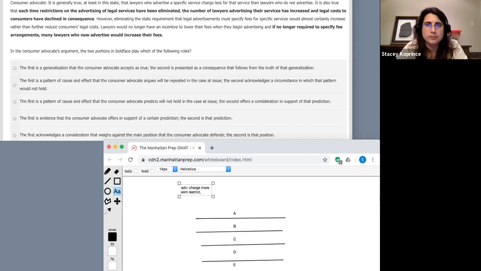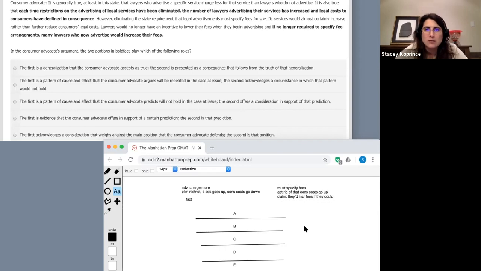Complicated. Okay. Saying that all of these things are true, however. Okay. This one is a fact, though, this second one. It is true, however. Must specify fees, get rid of that. Consumer costs go up. Okay. And then claim they increase fees. If they could, basically, if they could keep them out of their ads.